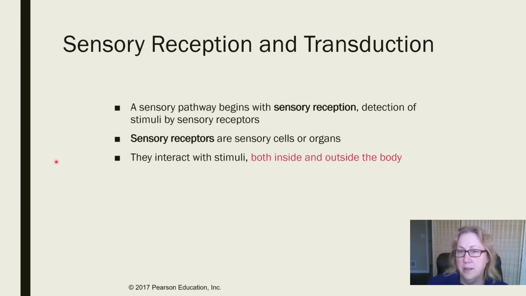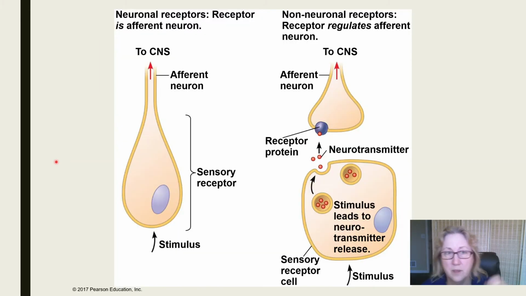So reception can take place with both external stimuli, like light or sounds, or internal things like the pH of our blood or the osmolarity of our blood. We also have sensory receptors for those things. The sensory receptor could be the neuron itself. Some of the sensory receptors that we have are just naked dendrites of sensory neurons, and they react directly.